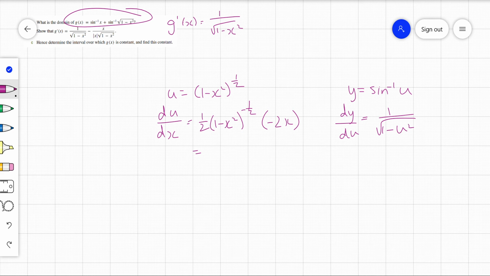Alright, so we've got all this together. So you can see you're going to get -x on the square root of 1 minus x squared when we put that all together. Now over here, just remember our u. This u is the square root of 1 minus x squared, so u has to be positive.